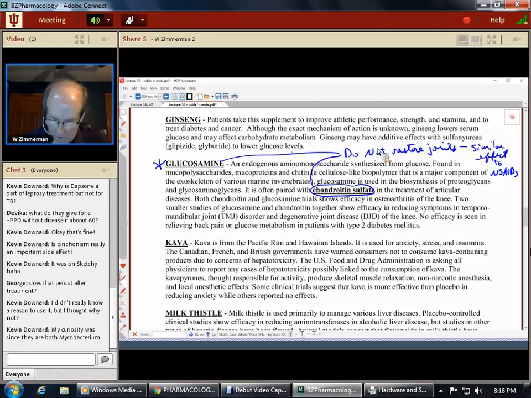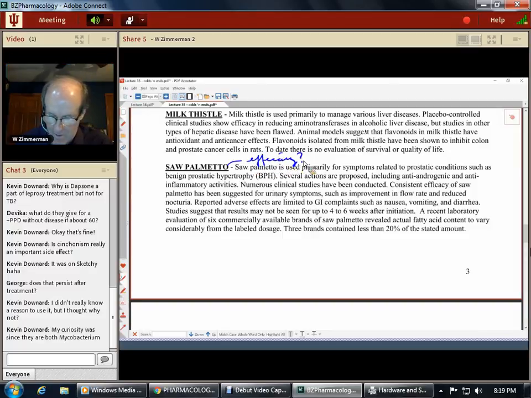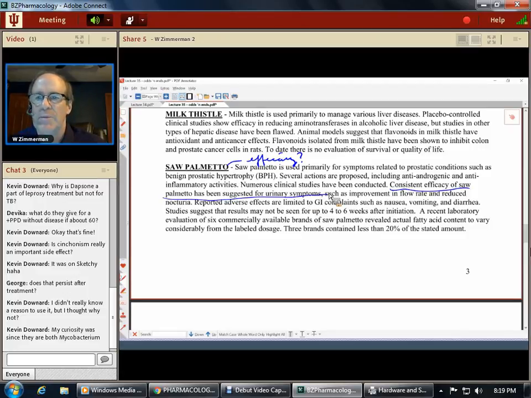Let's look at saw palmetto for a minute. Used primarily for symptoms related to prostatic conditions such as BPH, as guys are getting old. Very, very questionable efficacy. Certainly doesn't work as well as an alpha-1 blocker. It's the kind of language we're talking about. Consistent efficacy of saw palmetto has been suggested. Maybe some GI complaints, but notice the very last line there.